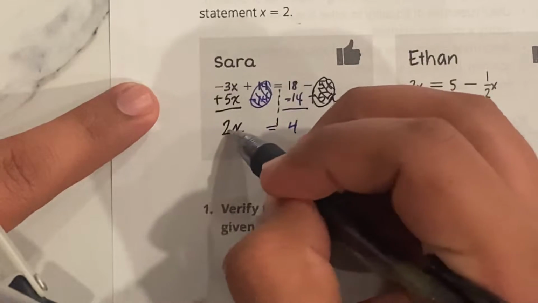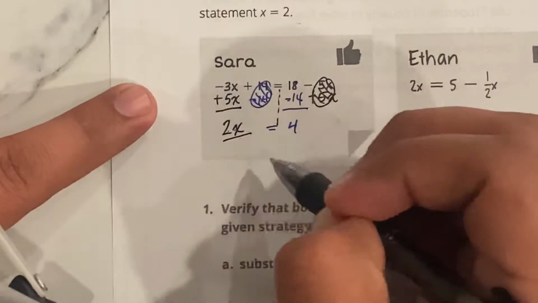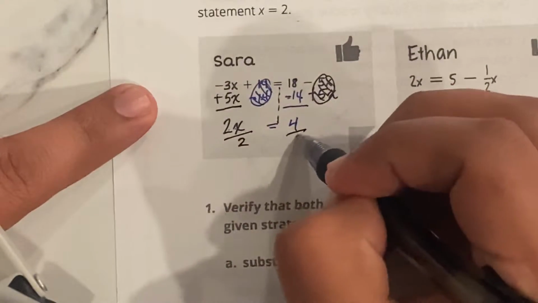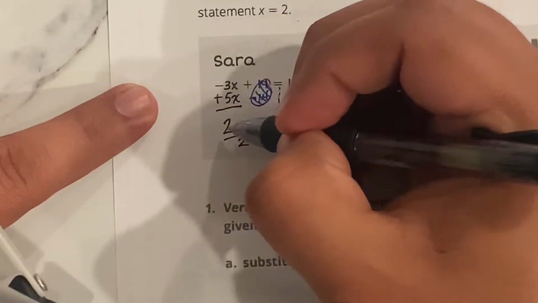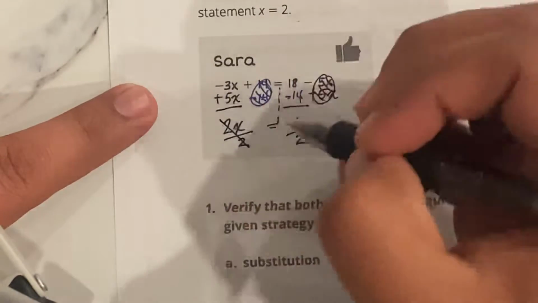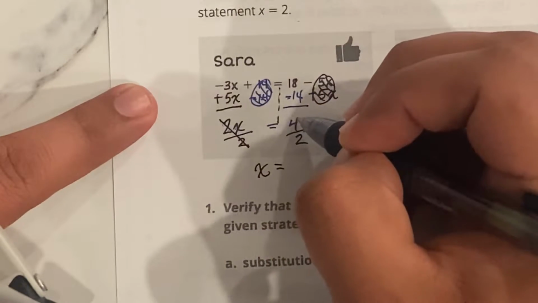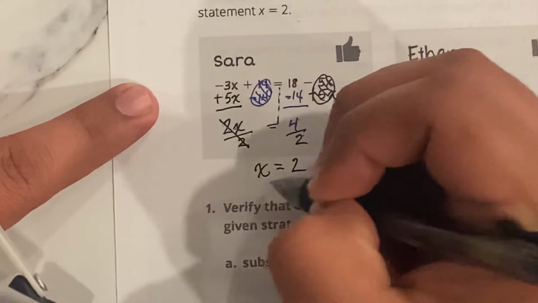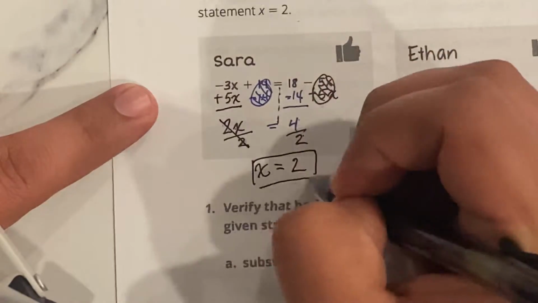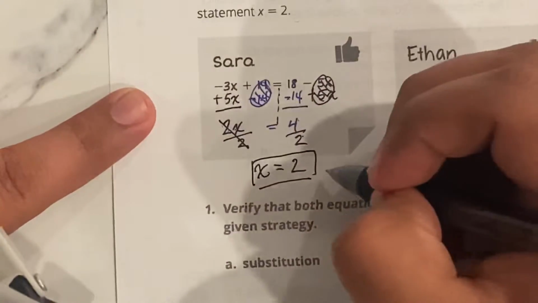Last thing, this is multiplication. Got to use a division property. Boom. 2 divided by 2 is 1, which is why it cancels, leaving us with x equals 4 divided by 2 is 2. Check mark. Looks good to me.